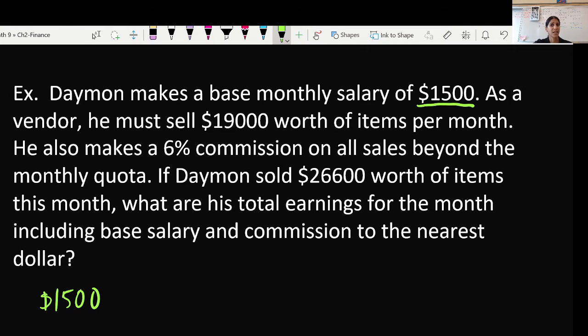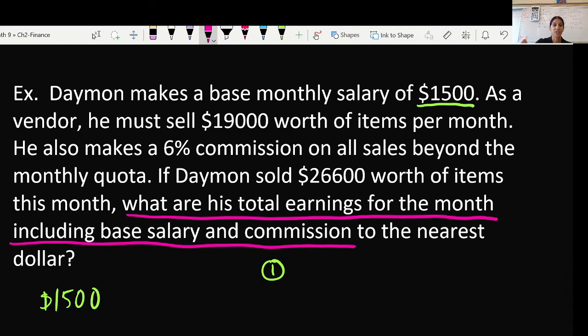Okay, this is a lot of stuff going on. So, read through it, make sure you understand what information is given to you and what we are trying to find. So, it says, what are his total earnings? This is what we're looking for. What are his total earnings for the month, including base salary and commission? Okay, let's work our way through this information.